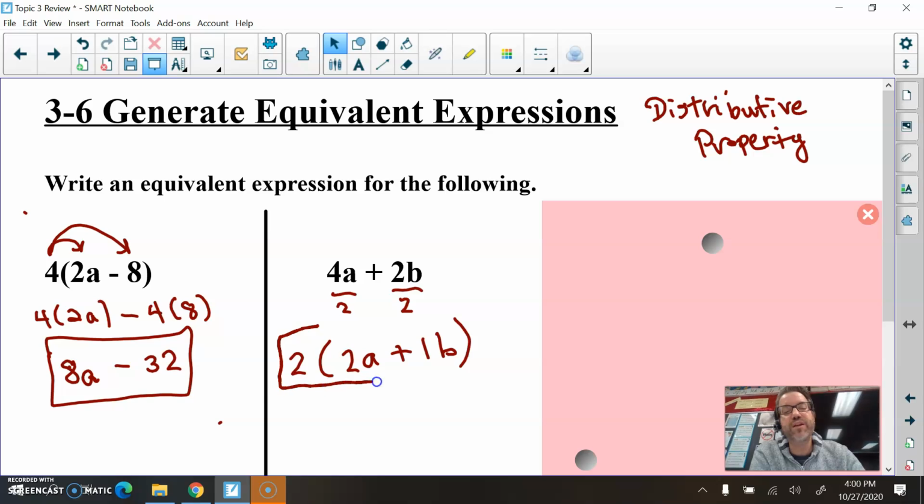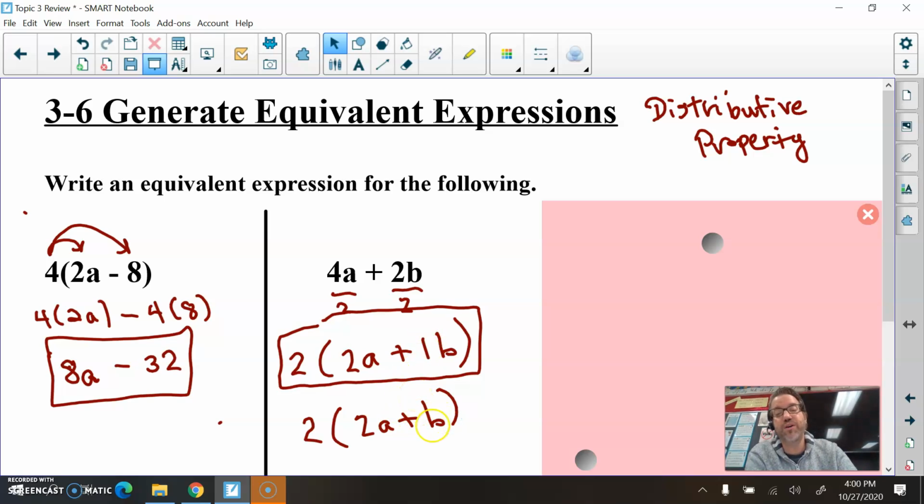So this right here has the same value as 4a plus 2b. It's an equivalent expression. Now I could also just simply write 2 times the quantity, 2a plus b, and not even show the 1 in front of that b, because how many b's do I have there? 1, just like you see there, and both ways would be fine.